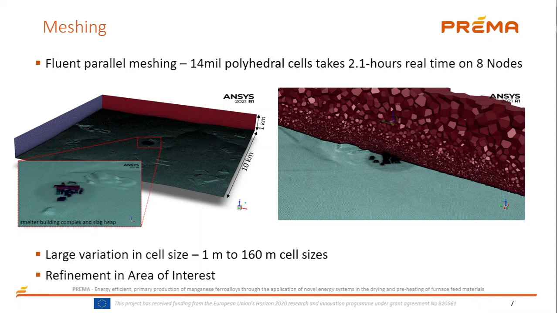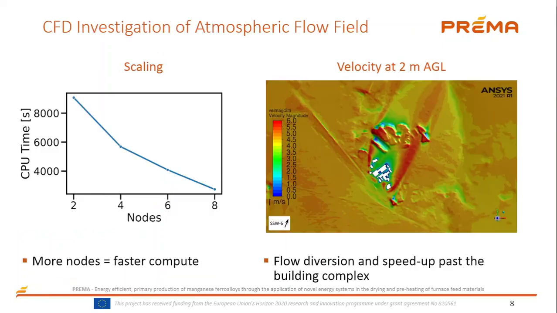The first step is to obtain appropriately accurate terrain data and simplified versions of the smelter building complex, and then to generate a series of meshes for sensitivity analysis. The final mesh was built using the Fluent parallel meshing tool with 14 million polyhedral cells, which takes about 2 hours at the CHPC on 8 nodes.